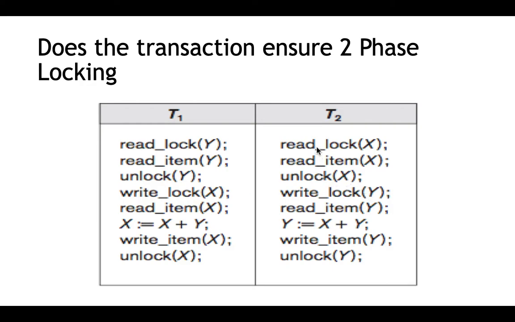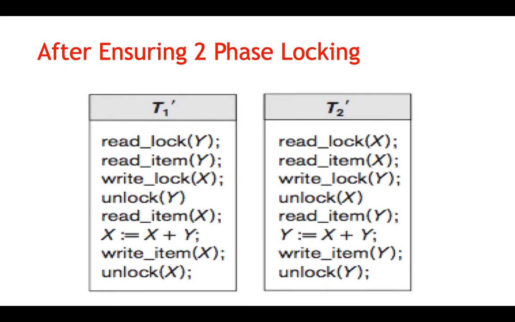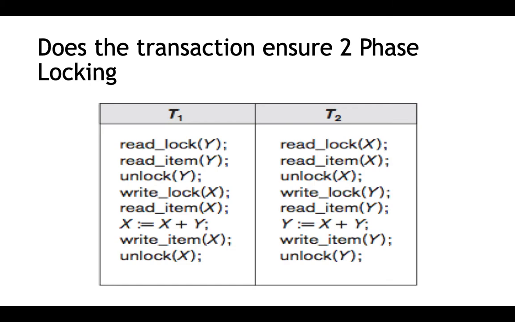Over here also, in T2, we unlock X and then issue a lock over Y. So with that itself we can say this doesn't ensure the two-phase locking protocol. Now if we are asked to convert this transaction into a form that ensures the two-phase protocol, this would be the answer. So just pause over here.